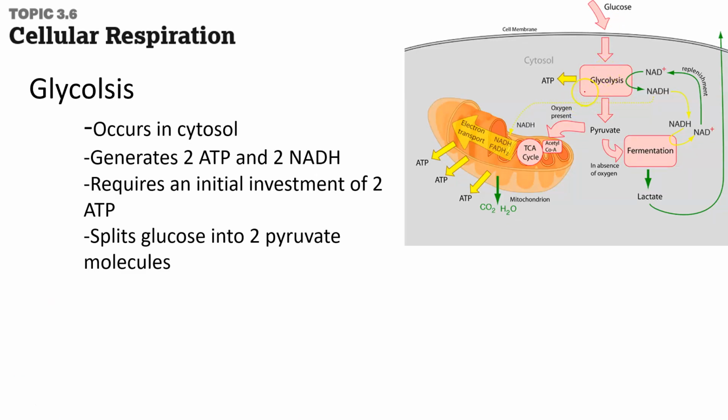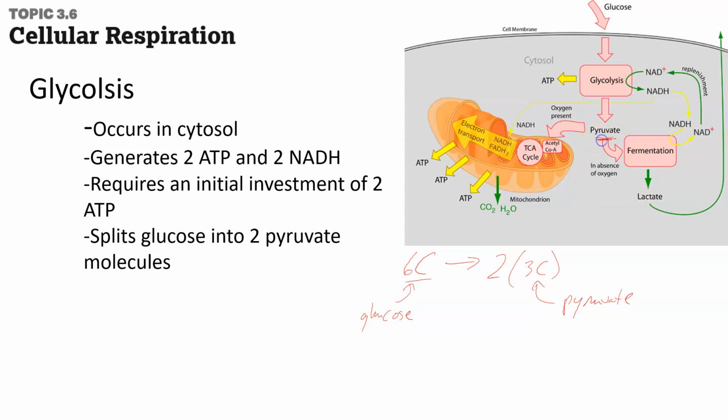Glycolysis occurs in the cytosol of the cell, in the cytoplasm here. It generates a total of 2 ATP and 2 NADH. It also requires an initial investment of 2 ATP. The purpose of glycolysis is to split glucose into 2 pyruvate molecules, 2 3-carbon molecules. So we're going from 6 carbons to 2 3-carbon molecules. These are your pyruvates. Again, these pyruvate molecules are the first step.